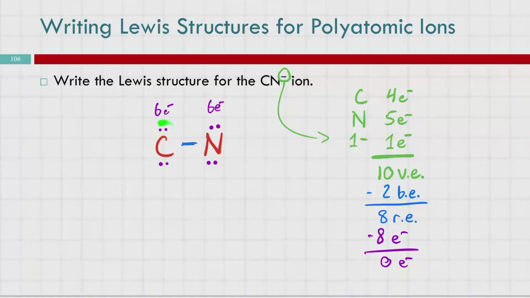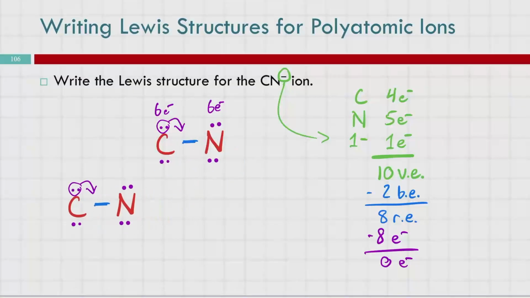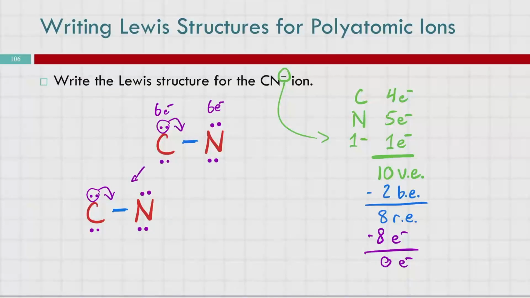So our carbon has 2 lone pairs. Our nitrogen has 2 lone pairs. Lone pairs are things that we can move in to form bonds. So let's do that. Let's move in 1 of these lone pairs and see what happens. Okay, so we move in 1 lone pair.